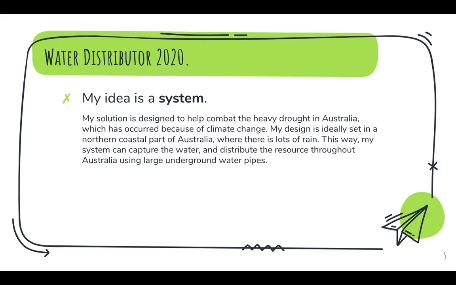My design is ideally set in a northern coastal part of Australia, where there is lots of rain. This way, my system can capture the water and distribute the resource throughout Australia using large underground water pipes.